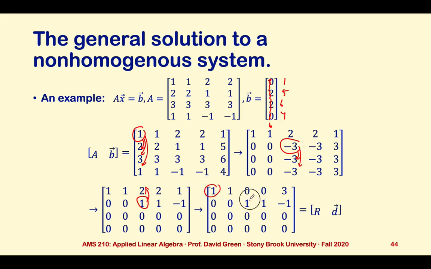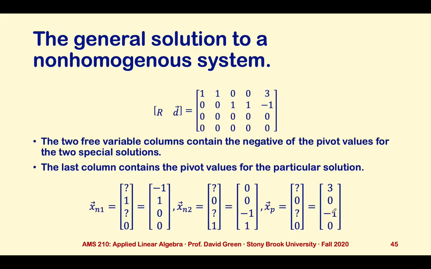This is now our reduced row echelon form, 2 pivots that are zeros in their own columns, and 2 free variables in positions x2 and x4, noting that the last column is our right-hand side because we started with an augmented matrix. This is in a form R, and I'll call this last vector D, just to give it a name. So what would we do with this?